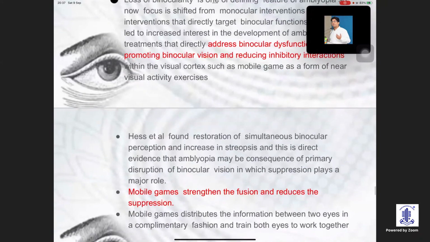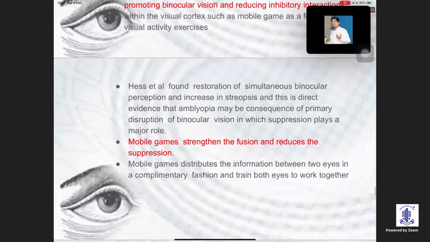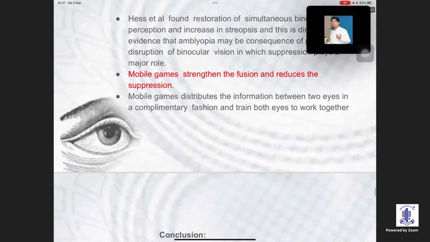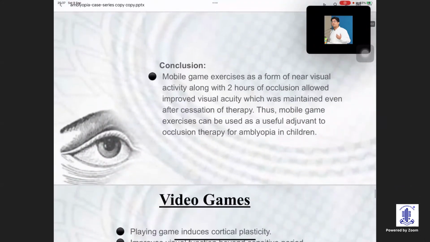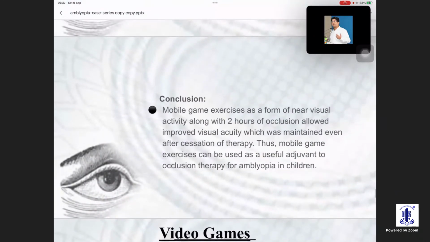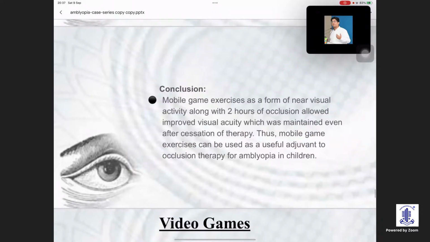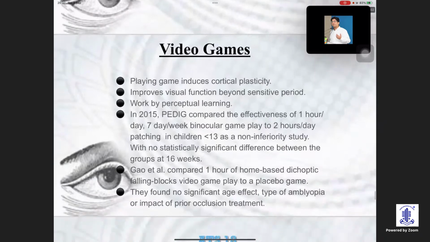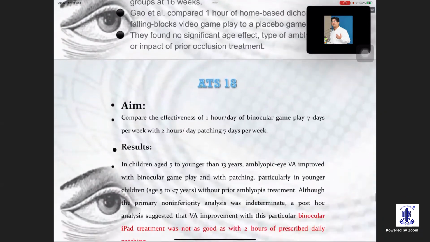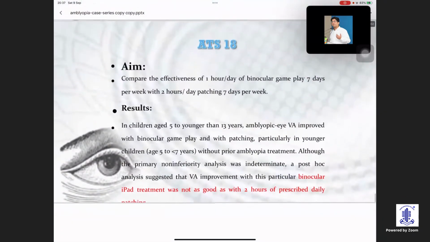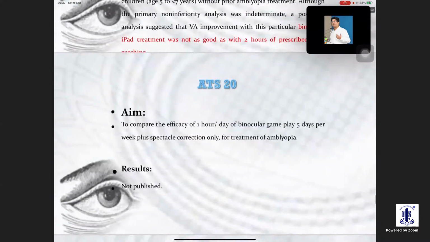Hess et al. have found them to be useful. Basically, mobile games strengthen fusion and reduce suppression. So we have also done a thesis, and we recommend mobile game exercises as a form of near visual activity along with 2 hours of occlusion in mild amblyopia. Video games have also been tried, but they have not been found to be of much use in ATS 18.